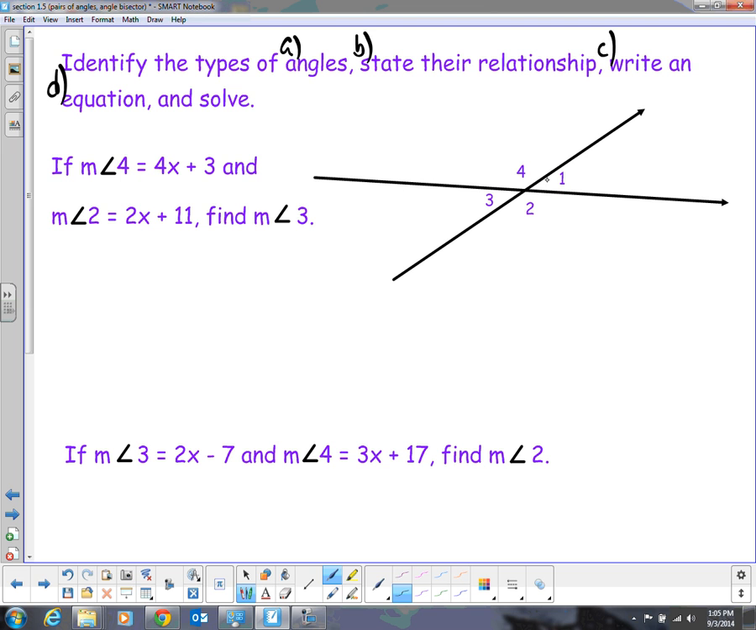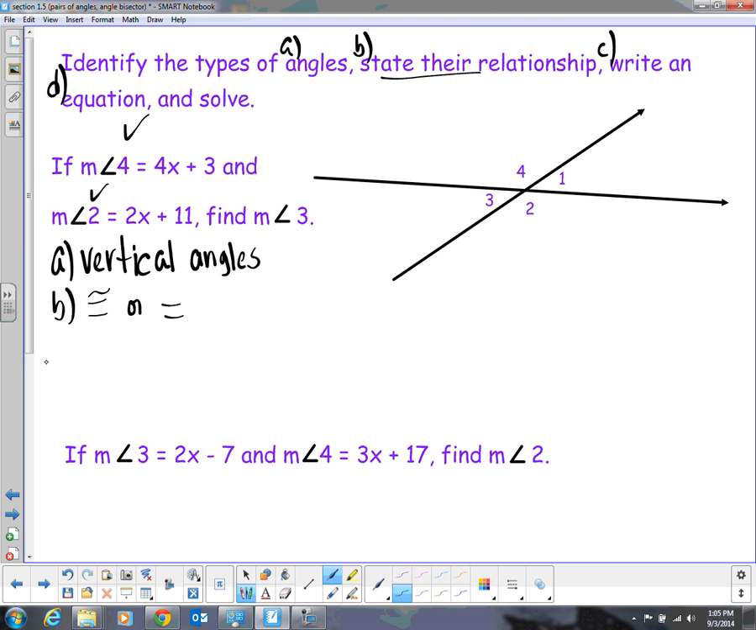So if we look at this picture, we're working with angle 4 and angle 2. What type of angles are they? They are vertical. You looked at your picture and identified that they were vertical angles. In order to move on, you have to state the relationship. What do you know about vertical angles? Vertical angles are congruent, or their angle measures are equal. That's the relationship. Now you're going to write an equation to solve.